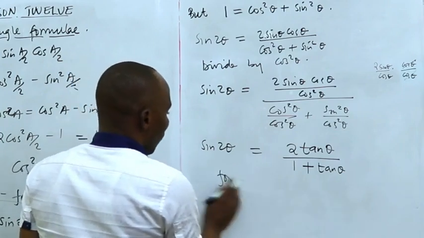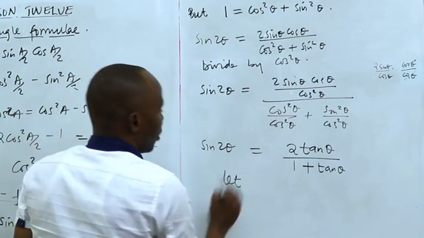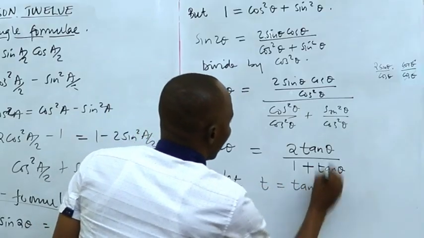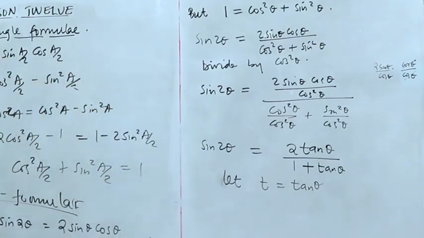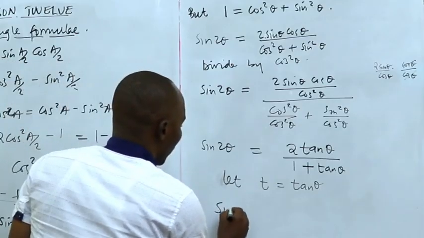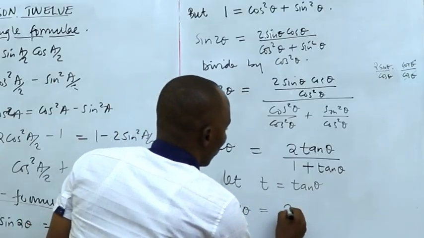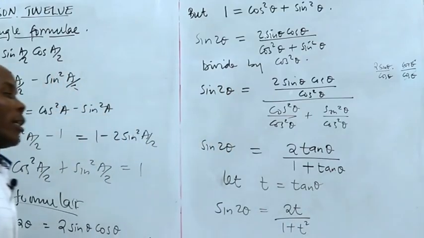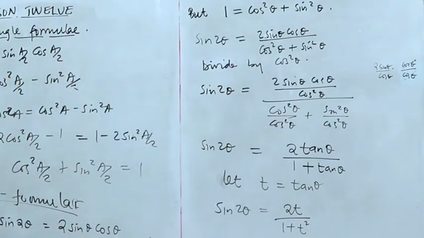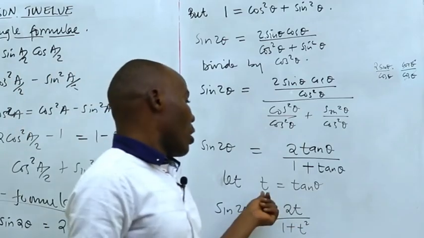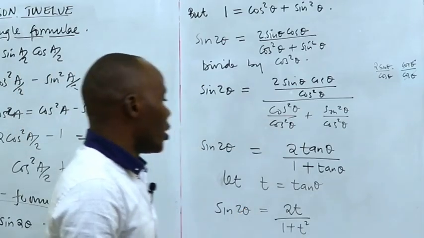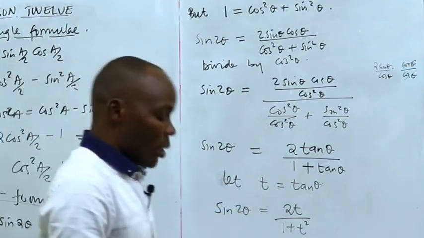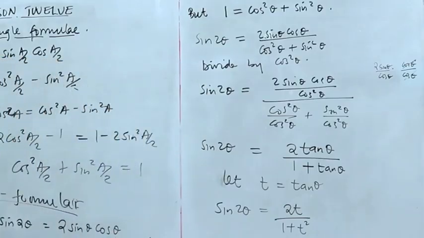Now, if I let t be tan theta, that means sine 2 theta is 2t over 1 plus t squared. That's where the word t formula comes from. The t comes from nowhere, but if you substitute the tan theta with the t, that's where this one comes from. Let's look at that of the cosine.